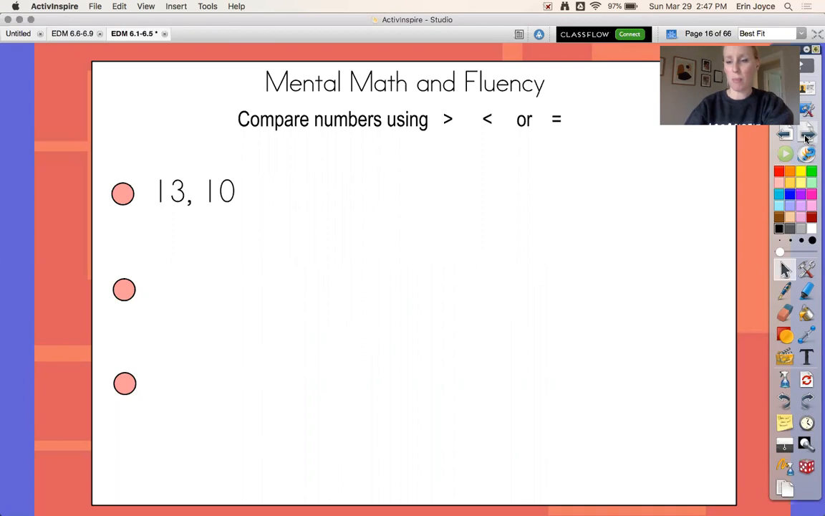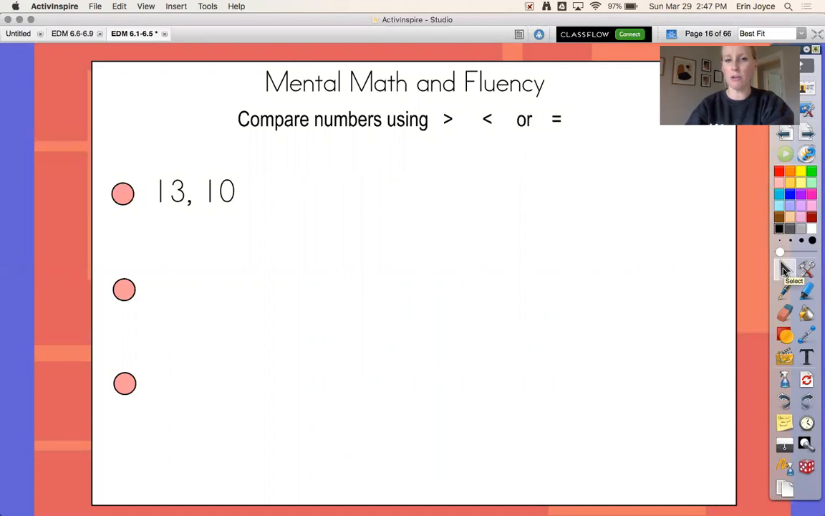So let's just warm up. If you have a piece of paper with you, I want you to write down these two numbers, 13 and 10. With a little space between them, I want you to use your inequality symbols, your greater than, less than, or equal to. Make sure that the mouth, right, in my class, we always talk about it like it could be an alligator or a crocodile, is going to eat the bigger number. So I'll give you a minute now to do that.